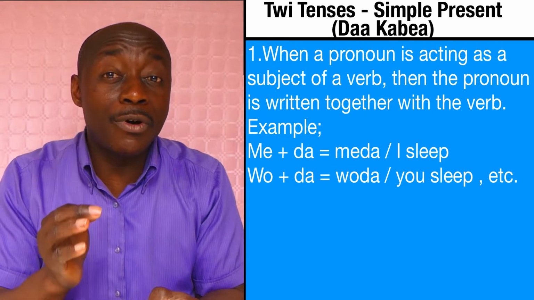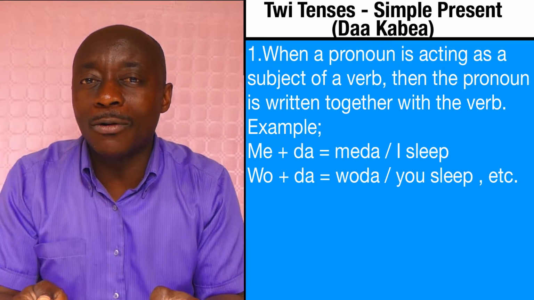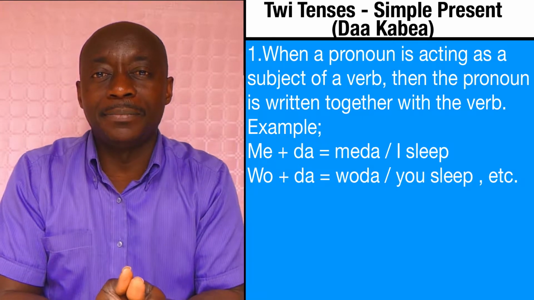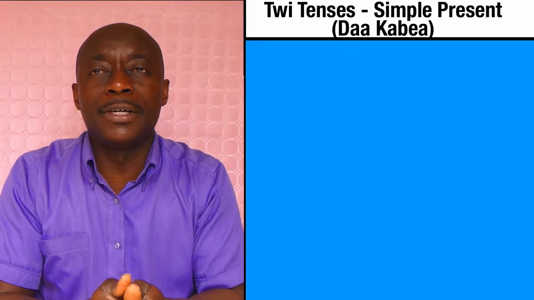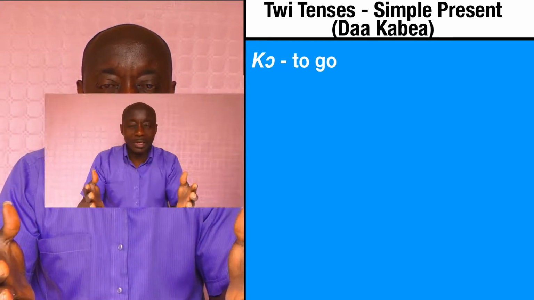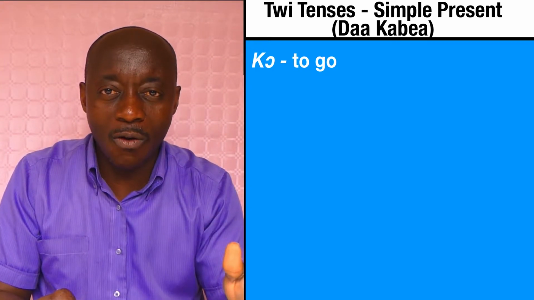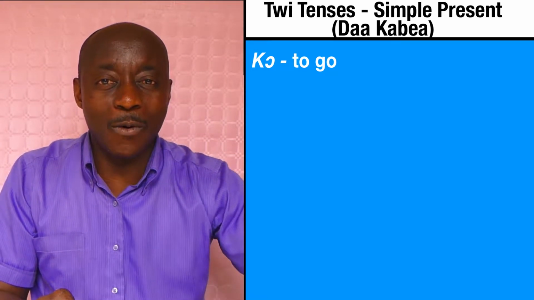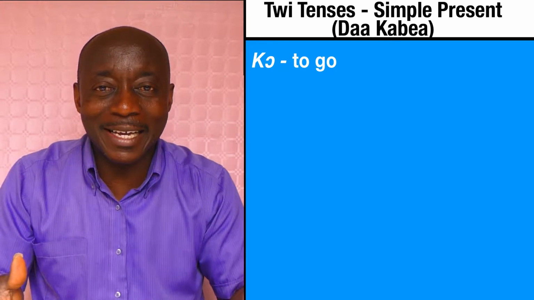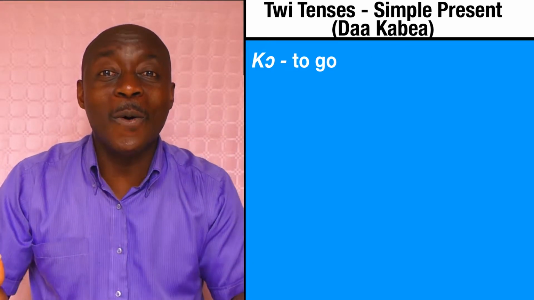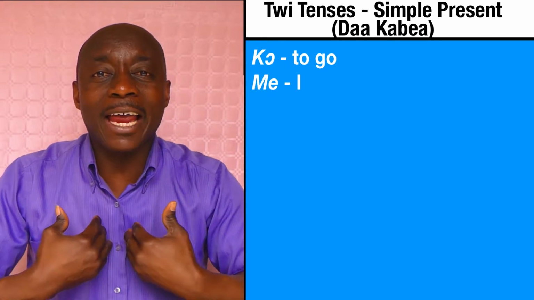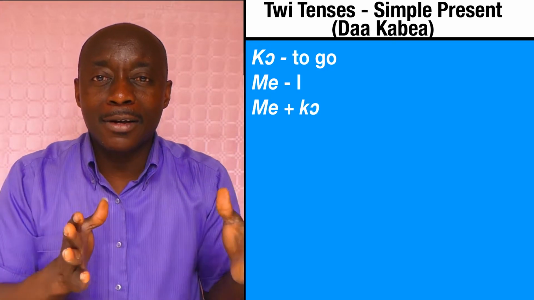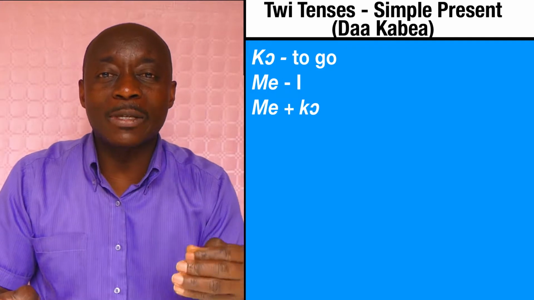But here we are saying the pronoun, because if you use the proper noun, you will not join it with what? The verb. For instance, the verb to go in Twi is what? Ko. So if I want to say I go, every day I go, this is what? Simple present. And so if I want to say I go, I will write I, which is what? Me. I is me in Twi. And then to go is what? Ko. So I will say me ko.